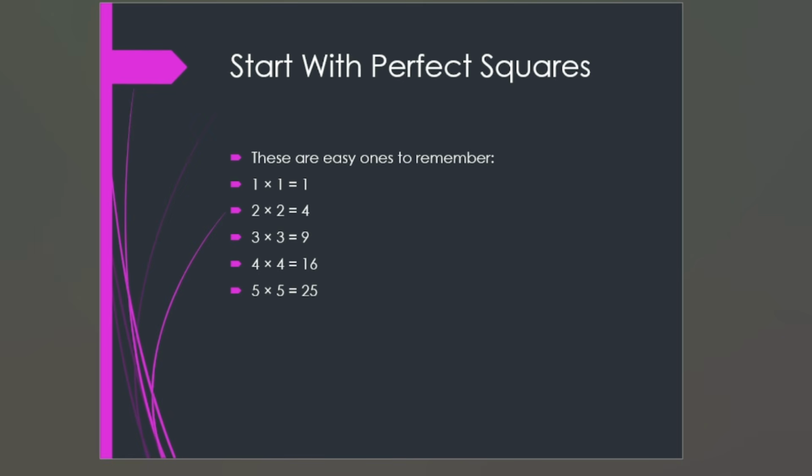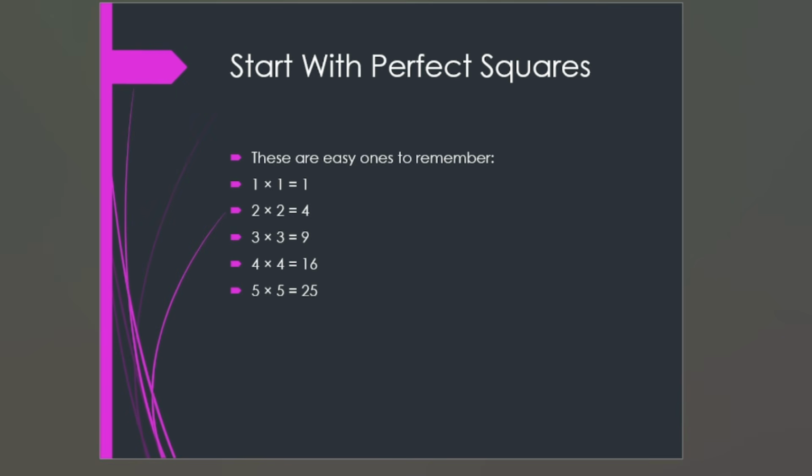Before doing the harder ones, you should just memorize a few easy ones. So 1 times 1 equals 1, 2 times 2 equals 4, 3 times 3 equals 9, 4 times 4 equals 16, and so on. Here we go, 5 times 5 equals 25. These are called perfect squares. Smart mathematicians know these instantly. So you just want to try and be the same as them, right?